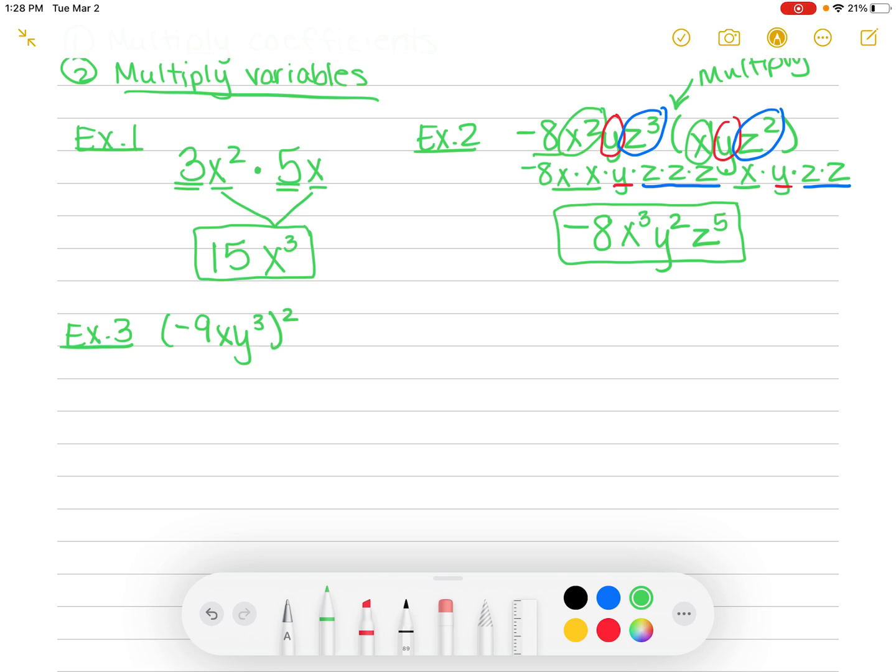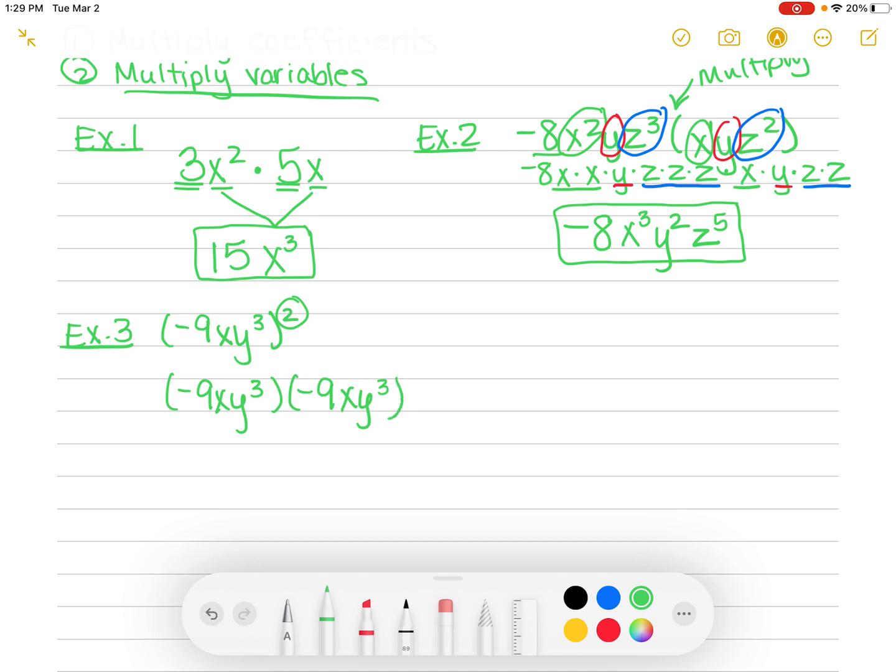Okay, so when you're doing this, this little squared means that you are doing this 2 times, right? So it's negative 9 times the negative 9xy cubed. That's what the squared means, is that I'm going to write it 2 times. So when I do that, most kids would get it correct if it was written like this. They mess it up because they see that exponent there and they do the wrong thing. Okay, so let's do the right thing here.